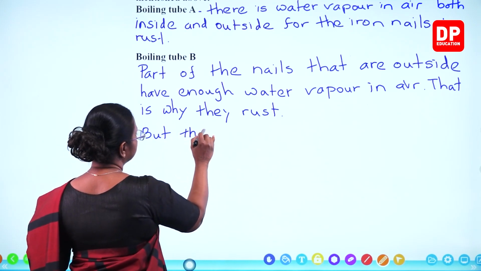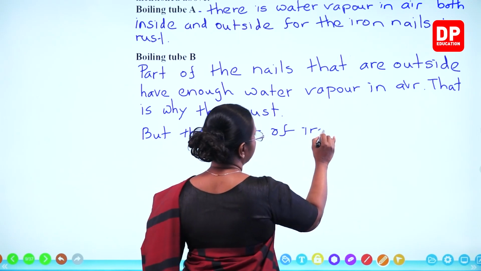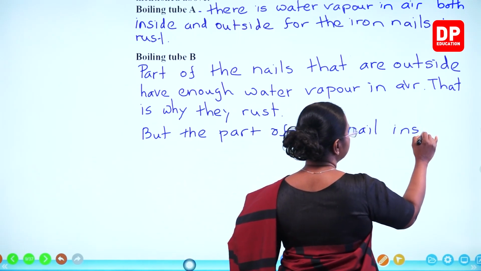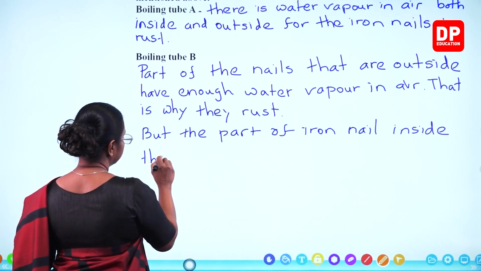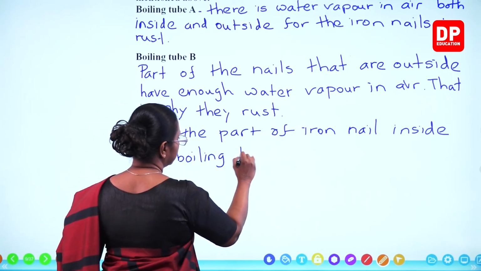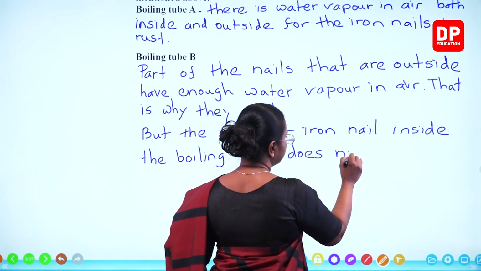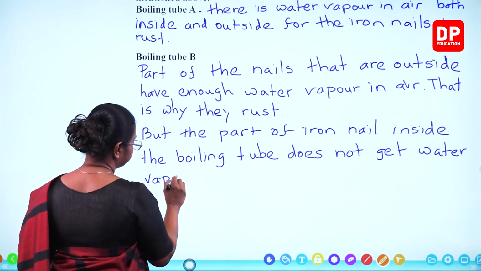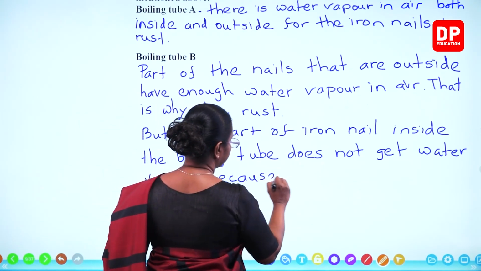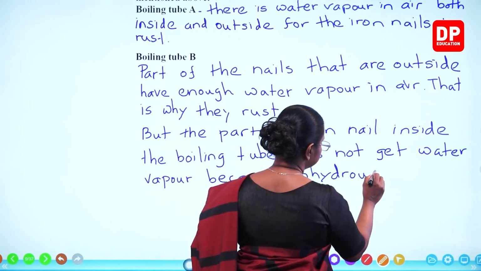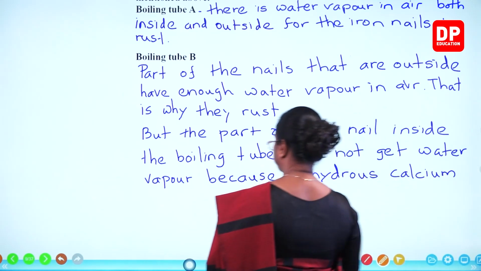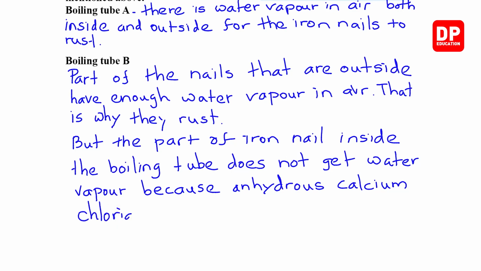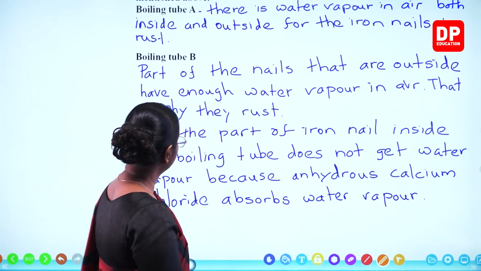But the part of iron nail inside the boiling tube does not get water vapor because anhydrous calcium chloride absorbs water vapor. So that is what you need to write there.